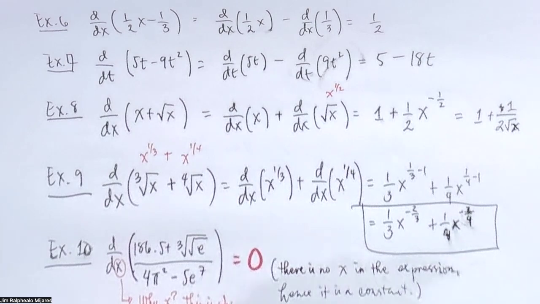So for this video, we discussed 4 rules: the constant function, the power rule, the constant multiple, and the sum and difference. Okay?